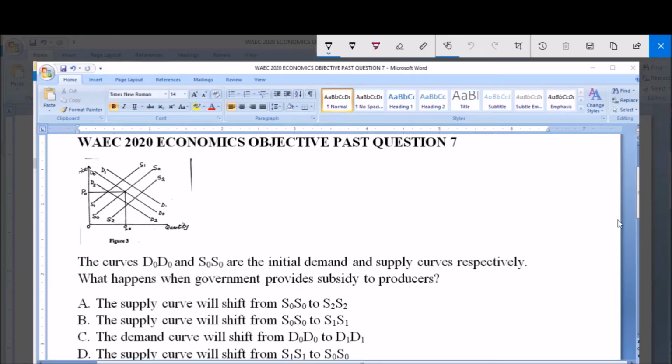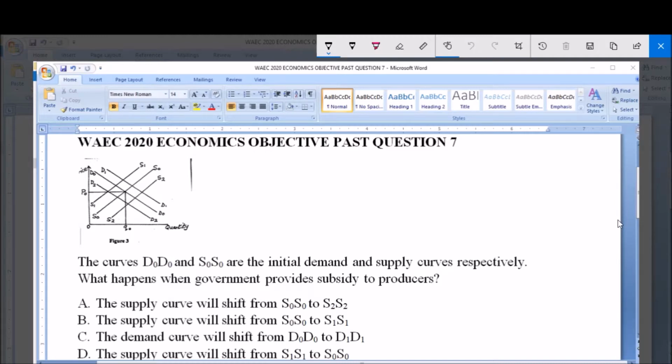Hello and welcome. I will be answering WAEC 2020 Economics Objective Past Question 7. So you have a diagram here and you have some curves or some graphs. Now the curves D0, D0 and S0, S0 are the initial demand and supply curves respectively.